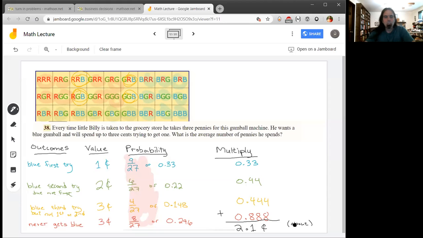So it is impossible for Billy to go to the grocery store and actually spend 2.1 cents. He has to spend a whole number of pennies. But the weighted average is 2.1. If he did this every day for 100 days, he would spend $2.10, probably. This is sort of like the average pain on his wallet or piggy bank or whatever he has.